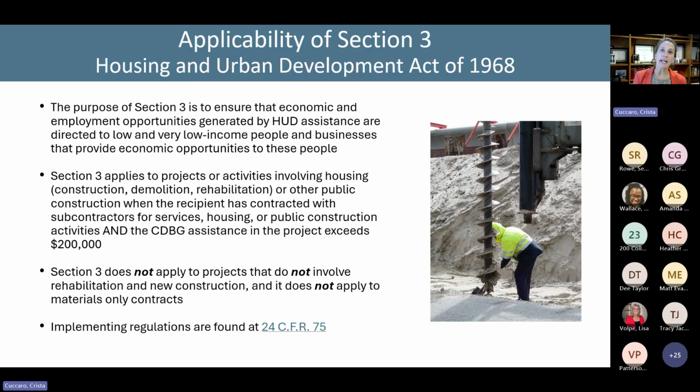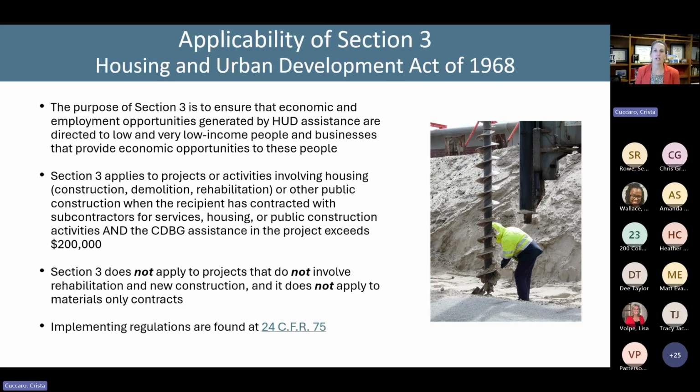We want to ensure that any economic opportunities and employment opportunities that are created by that HUD-funded project are directed to low and very low income people and businesses that provide economic opportunities to those people, and that may be owned by those people. So it's really recognizing that when federal funding is being used for a project, there are opportunities there, and we want to make sure that those opportunities are being made available to these lower income individuals.